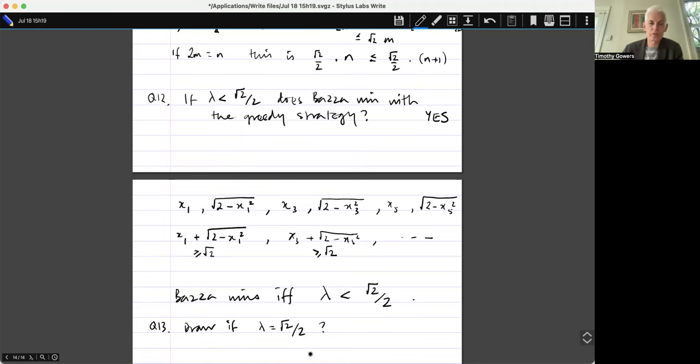So I claim that Alice doesn't have a winning strategy. And my argument for that would be, let's suppose Bazza plays a greedy strategy, then if ever this number is bigger than root 2, that will have to be, how is this going to work? Actually, I'm not absolutely sure about this.